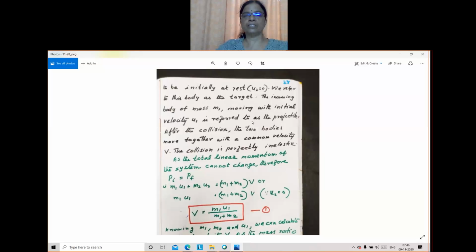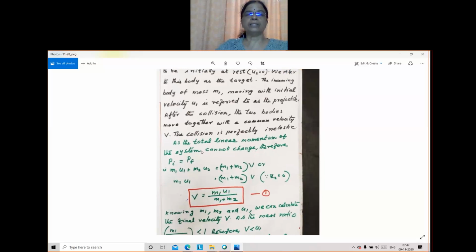An arrow we can consider as a projectile, and the other body, the wooden block, we can consider as the target. So the projectile hits the target. After collision, the two bodies move together with a common velocity v. Their velocity is changed to v. The collision is perfectly inelastic.